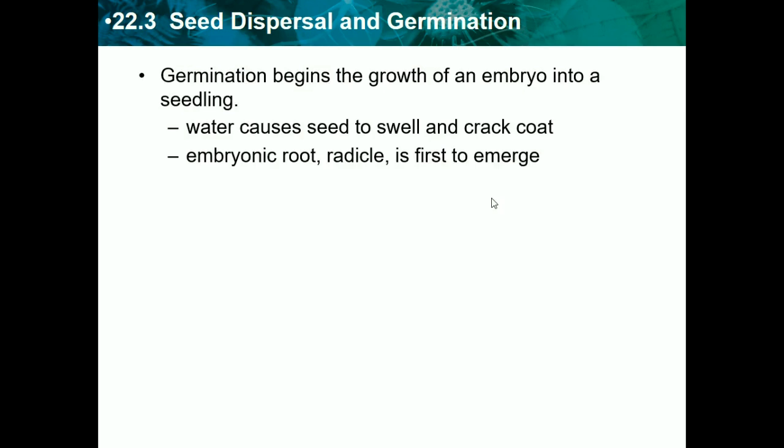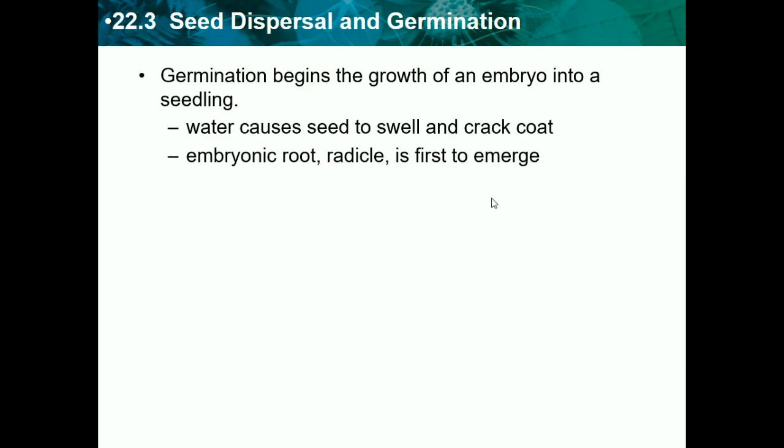Water activates enzymes that help send sugar to the embryo. The embryonic shoot, the plumule, emerges next. Leaves emerge last, and this is another non-important slide. Once photosynthesis begins, the plant is called a seedling.